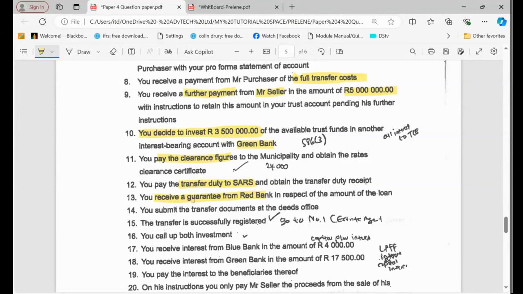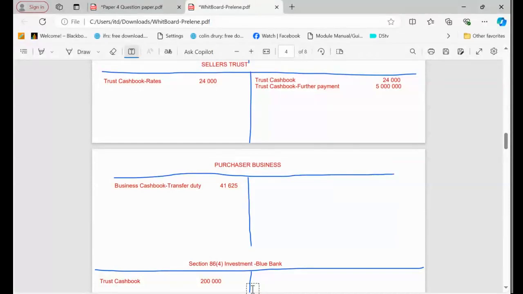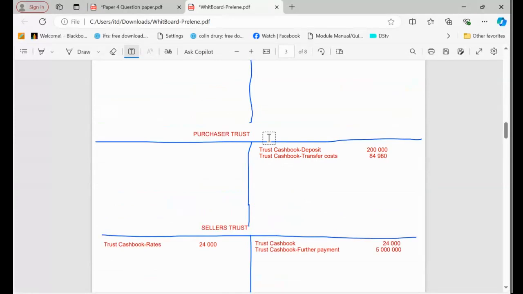Because sometimes we have to wait until they say now the bank is giving you that amount that has been guaranteed. Only then can I receive this guarantee. Are you with me? But the question is, when I receive this guarantee, where must I record it? The guarantee was how much? 1.8 million. So it means this money belongs to the purchaser. Can you see now? Yes.